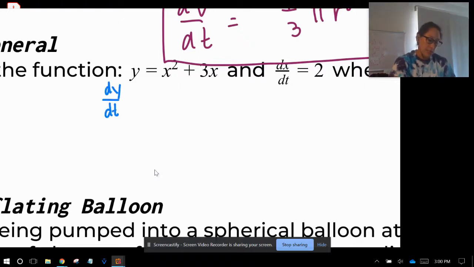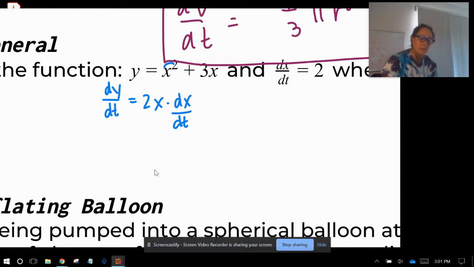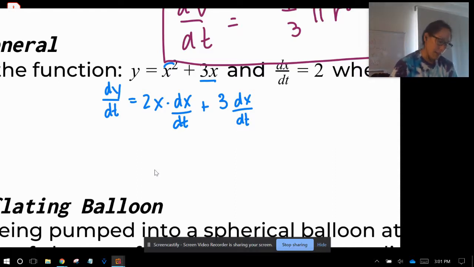dy dt is equal to 2x. Now, we usually don't have to write anything, but because we're taking the derivative with respect to time, we have to write times dx dt. Plus the derivative of 3x is 3 dx dt, the derivative of x with respect to time.